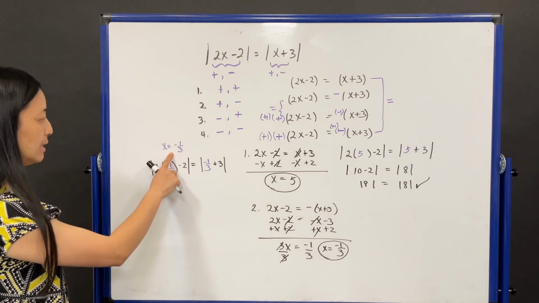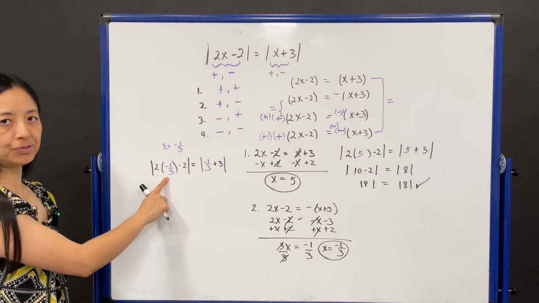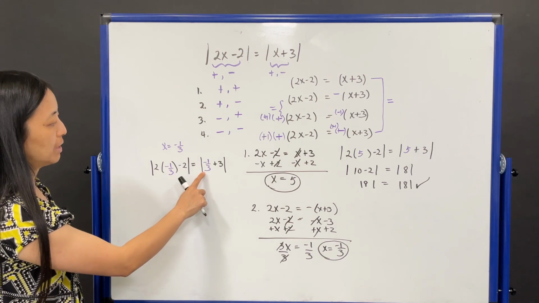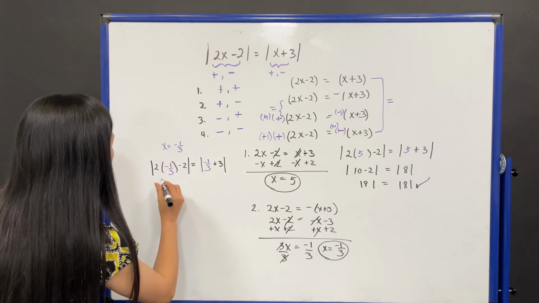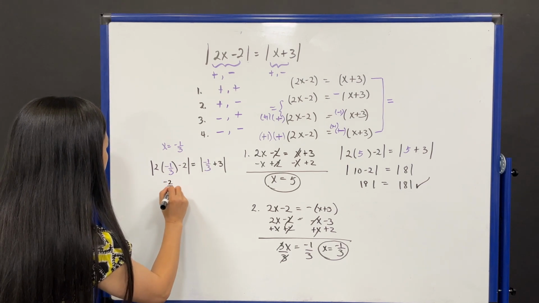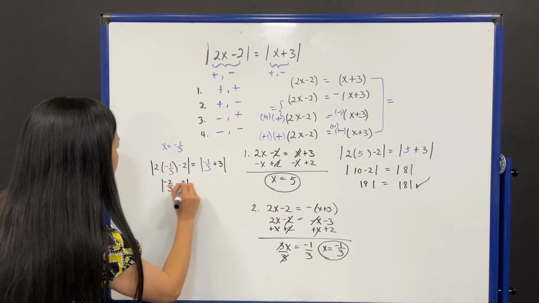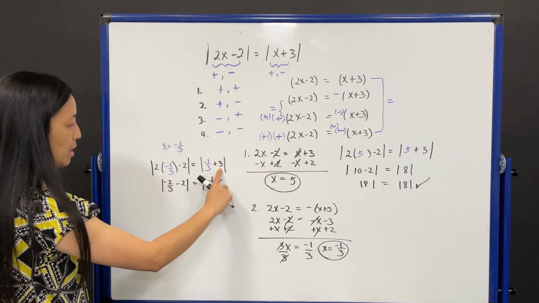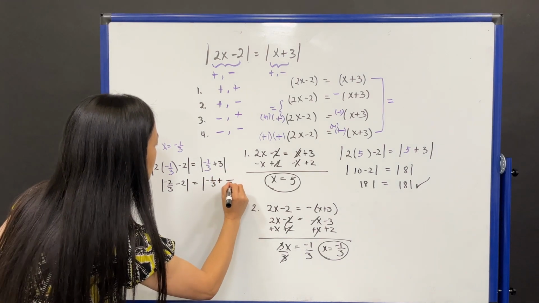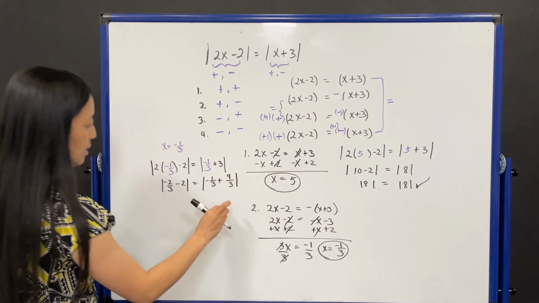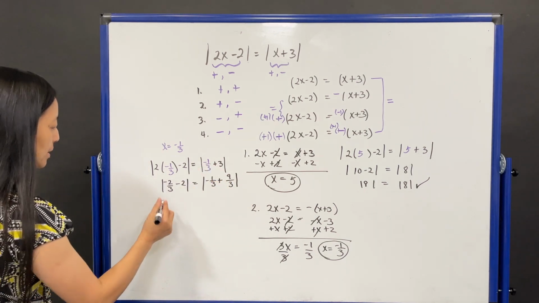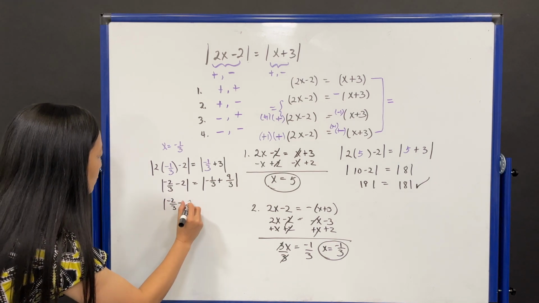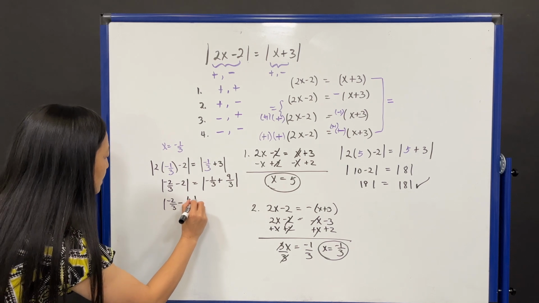Here we're going to check x is equal to negative 1/3 by plugging it back into the original equation. The absolute value of 2 times negative 1/3 minus 2 is equal to the absolute value of negative 1/3 plus 3. We will get negative 2/3 minus 2. On the right side we need a common denominator, so 3 is going to be our common denominator, and the numerator is 9, because 9 divided by 3 gives us 3. On this side I'm going to change the 2 into a fraction as well, with the common denominator of 3. This is 6/3.